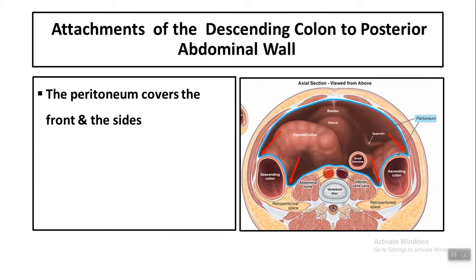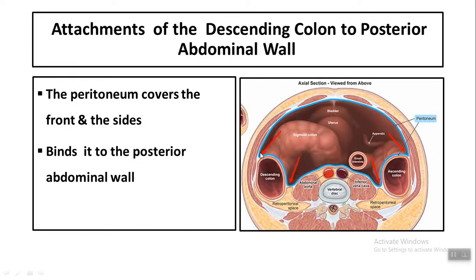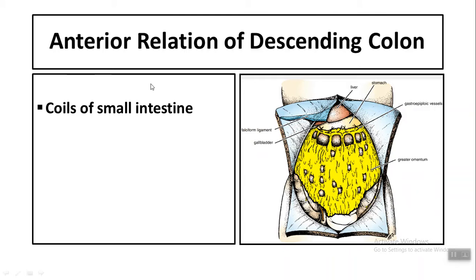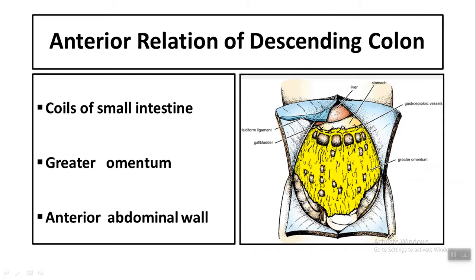Attached to the posterior abdominal wall by the peritoneum, it covers the front and the sides, where it forms the paracolic gutters. What are the anterior relations of the descending colon? The coils of the small intestine and the greater omentum, that is in yellow color, and the anterior abdominal wall.